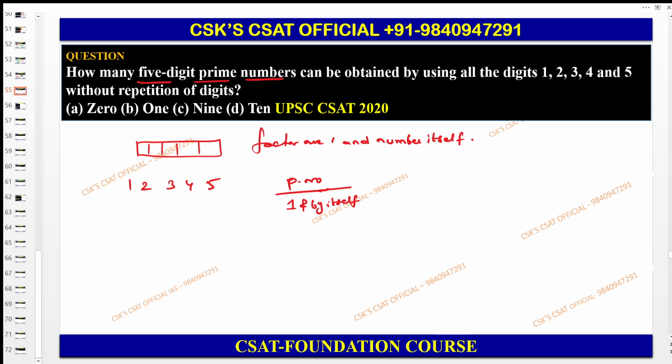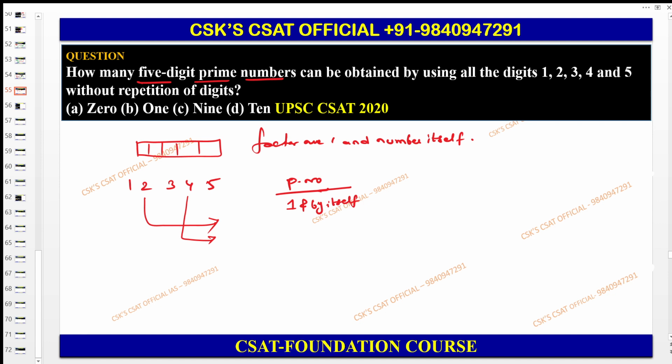How can you check for any other factor? You know the concept of divisibility. Divisibility by 2, listen very carefully: when you place 2 in the unit place, the number is divisible by 2. Therefore, we cannot form a 5-digit prime number by keeping 2 in the unit place.